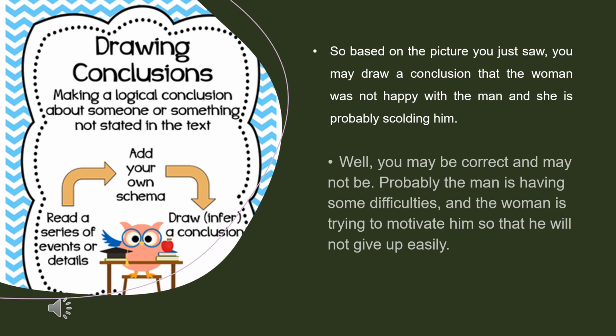Probably the man is having some difficulties and the woman is trying to motivate or console him so that he will not give up easily. Different people may have different conclusions based on the picture they have just seen. So drawing conclusion here means making a logical conclusion about someone or something not stated in the text.